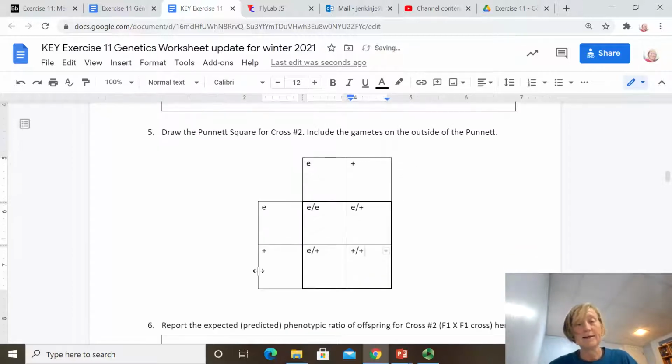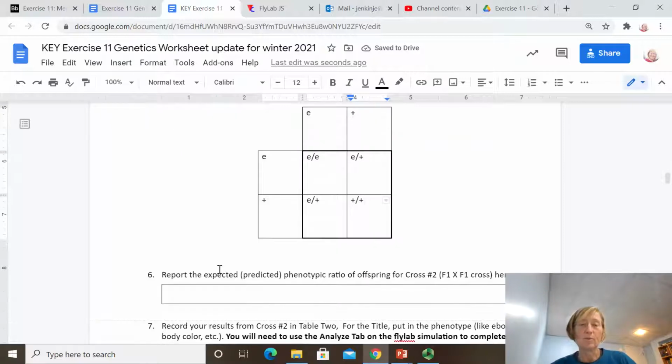So I can predict what I'm going to see in this second cross. It looks like I'm going to see 1, 2, 3. 3 of the 4, oh, that makes sense.